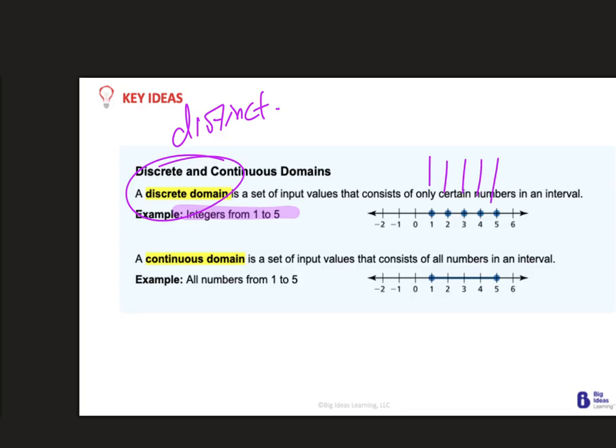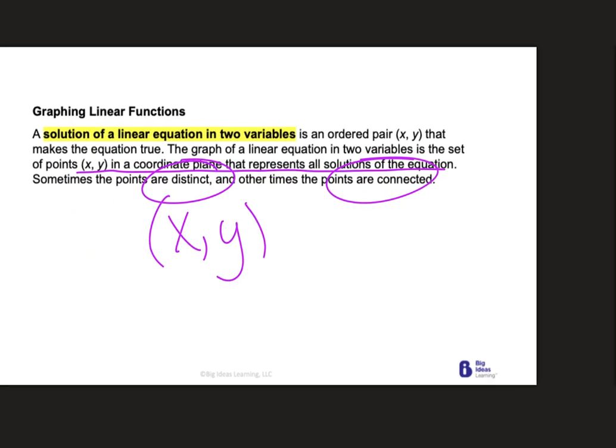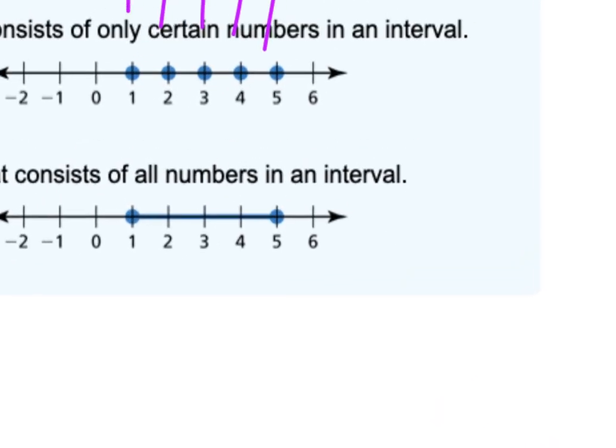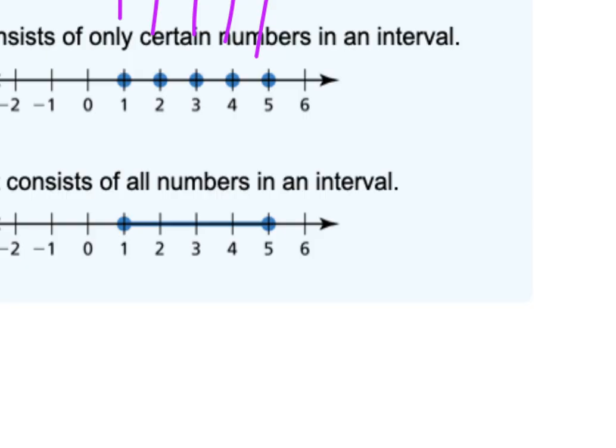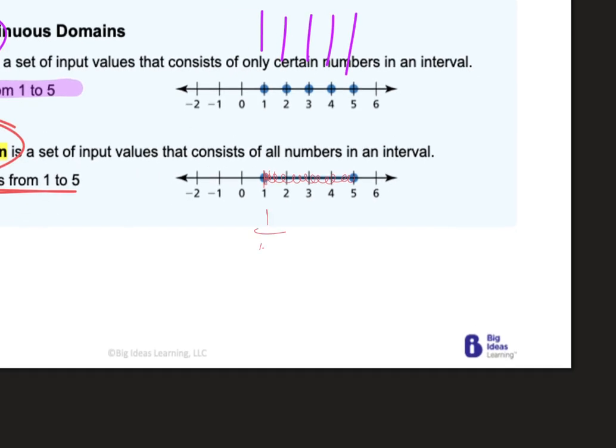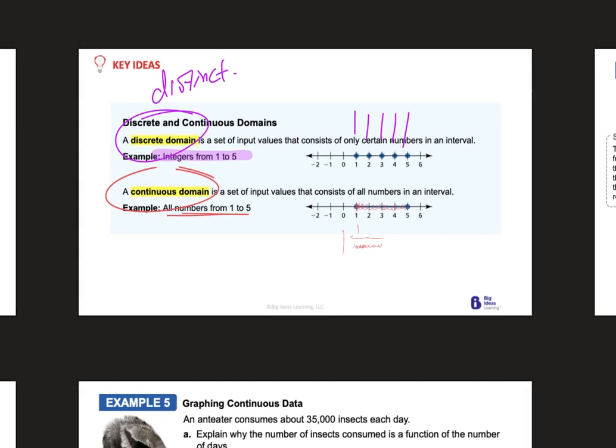Now a continuous domain is, what did it say? They're connected. So that's all the numbers from 1 to 5. And if you're like, well, this is all the numbers from 1 to 5. No. There's 1, and then there's 1/2, and 1/4, and 1/8, and 1/16, right? Those are all of the numbers from 1 to 5, right? We could go infinitely small. We could be like 1/1,000,000th, right? That is a number between 1 and 5. Sorry, 1 and 1,000,000th. There you go.